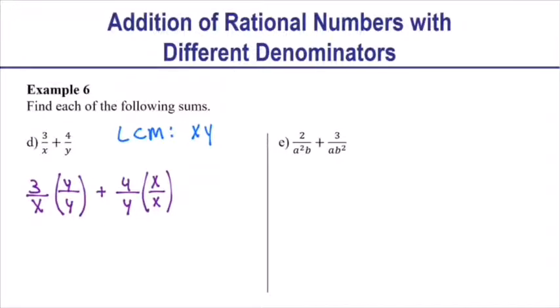And again, it's easy to remember that you have to do the same thing in the top and the bottom because all we're really doing here is multiplying by 1. So whatever you do to the bottom, you must also do to the top so that you're multiplying by 1 and not changing the value of the fraction. All right, now we'll go ahead and do this multiplication here. So this gives us 3y over xy. And this gives us 4x over xy.